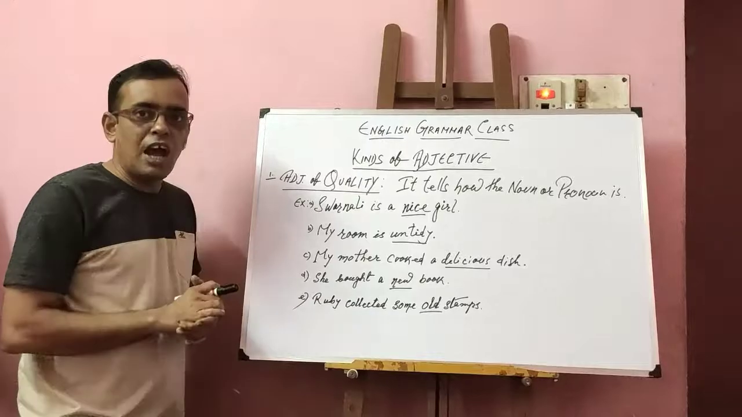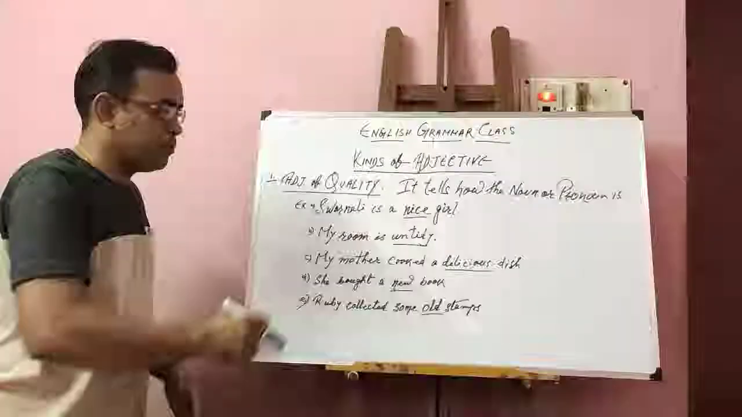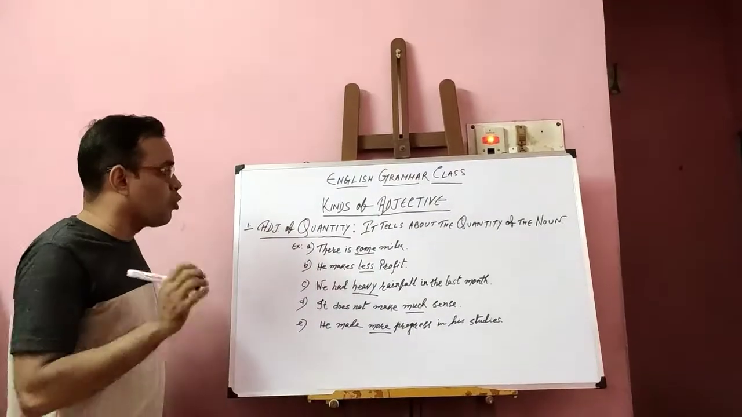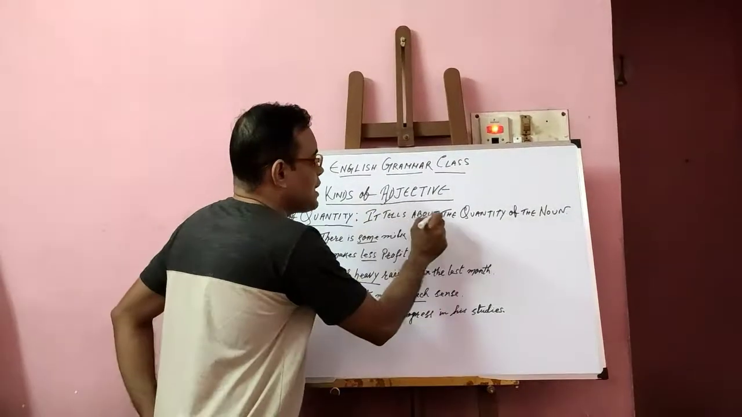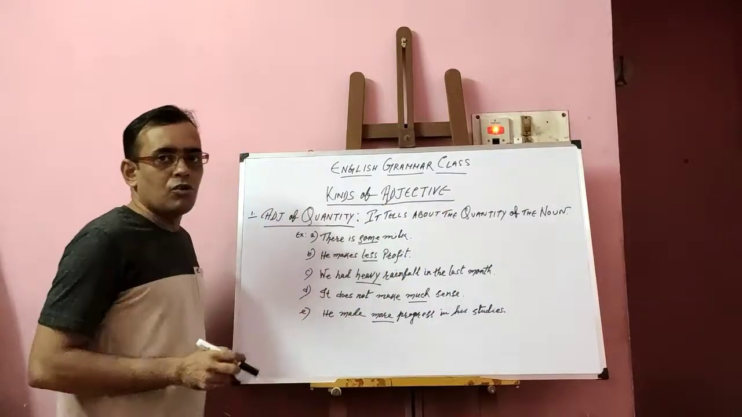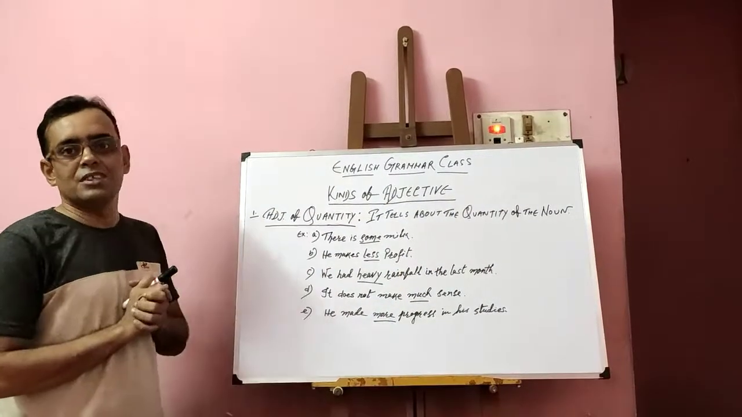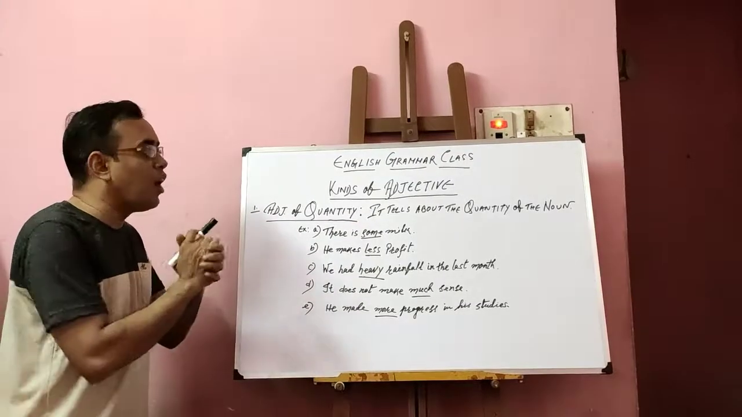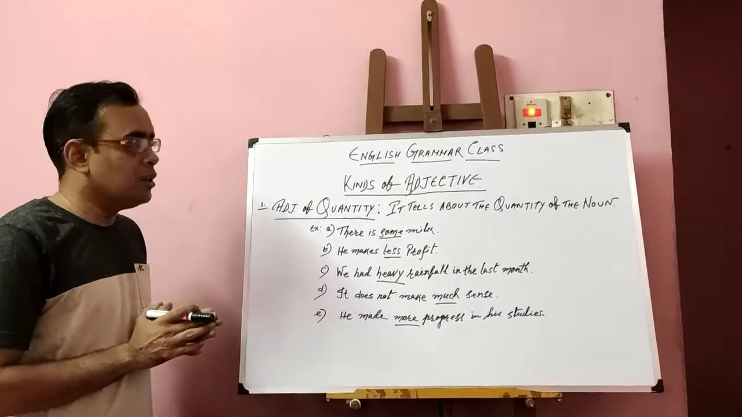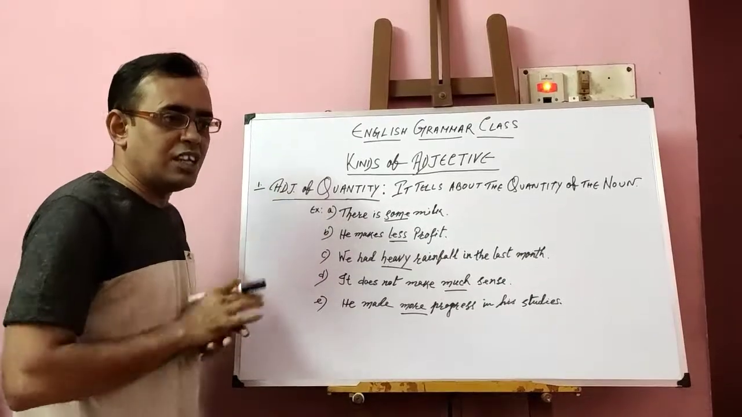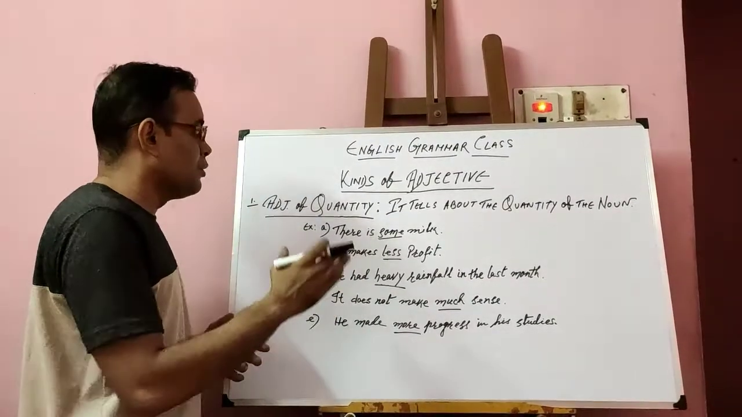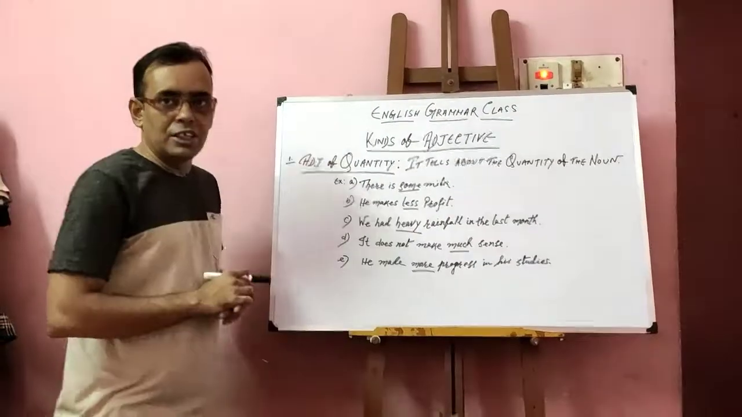Next we go for adjective of quantity. Quantity means it tells about the quantity of the noun. So how much of the noun is there? Quantity, which cannot be counted. The nouns which cannot be counted, that is called quantity.